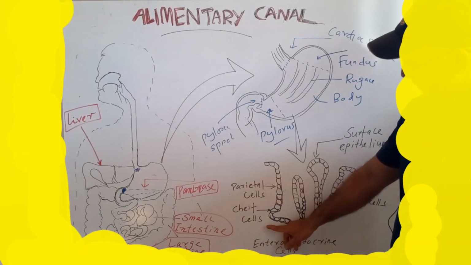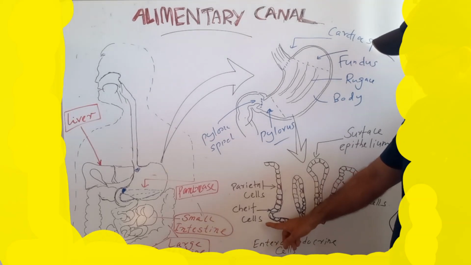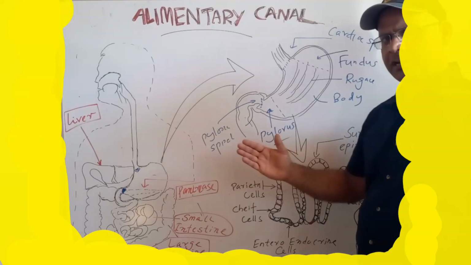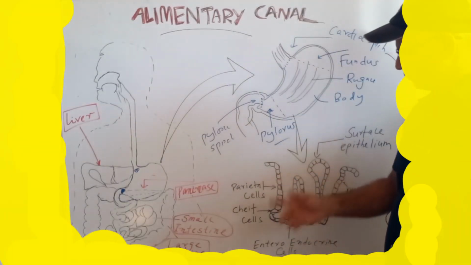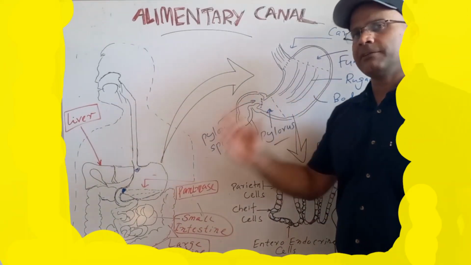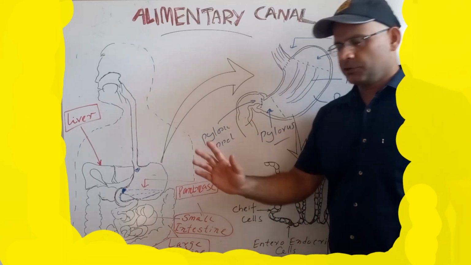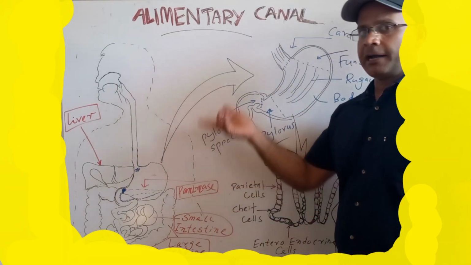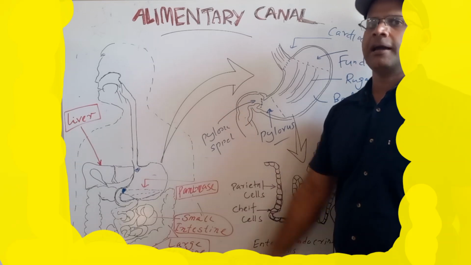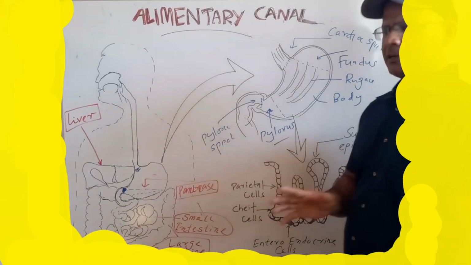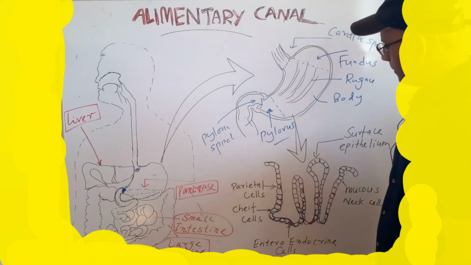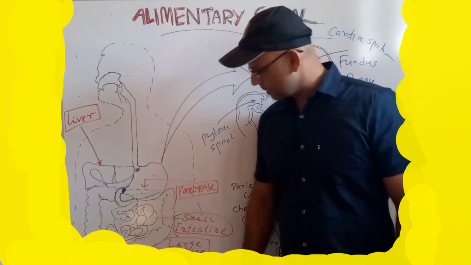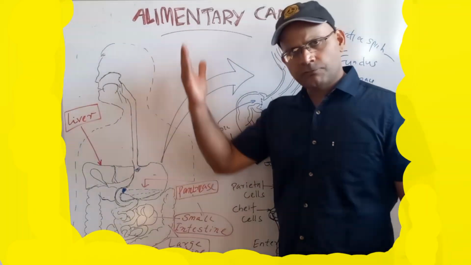And the other cell type is the chief cell. Chief cells secrete pepsinogen. Pepsinogen is the protein digestive enzyme. Pepsinogen is the inactive form. This pepsinogen is activated by the hydrochloric acid into pepsin, and the pepsin contributes to the breakdown of the protein.